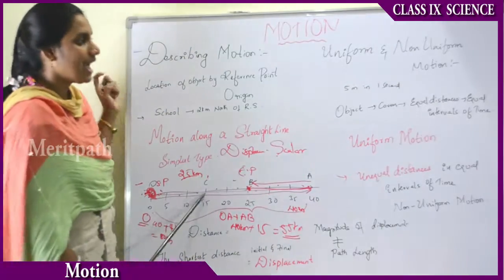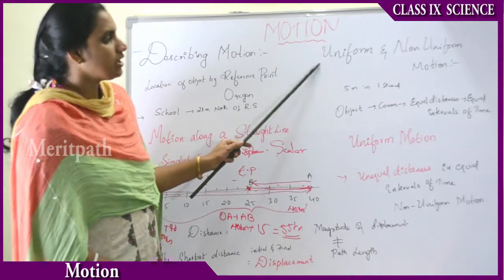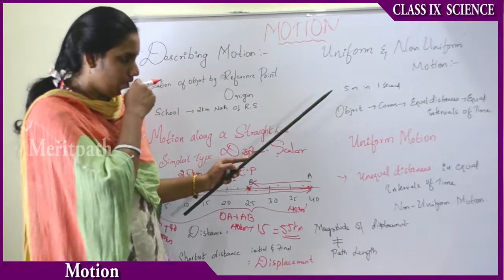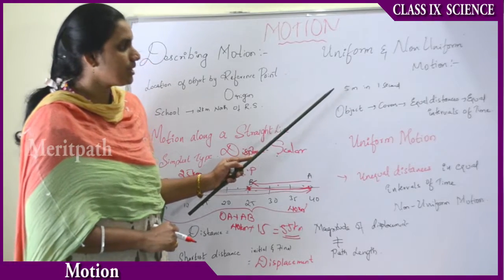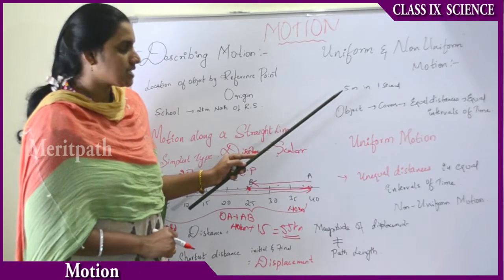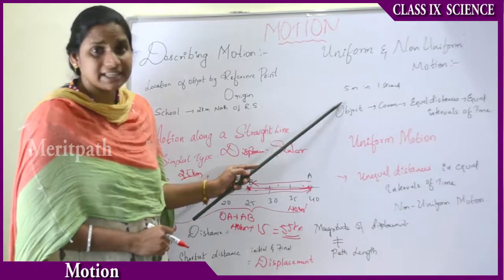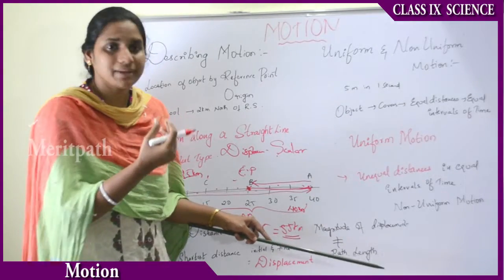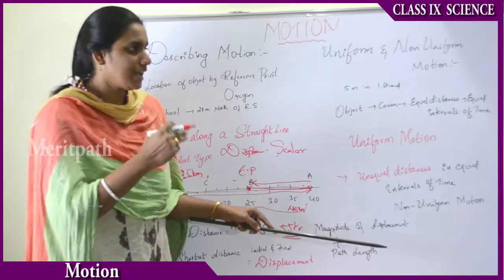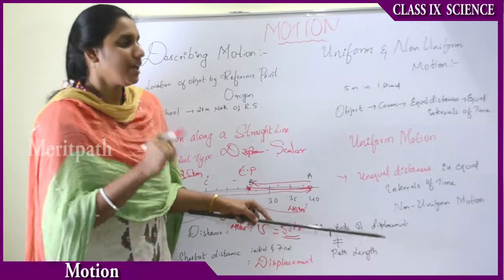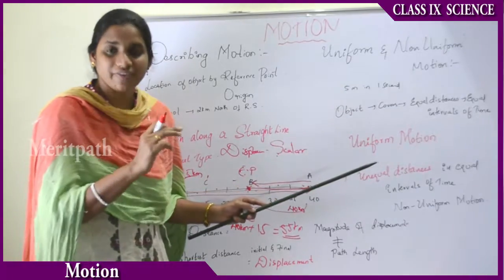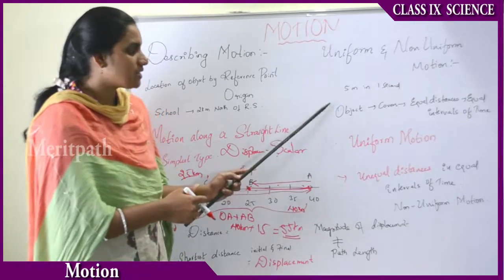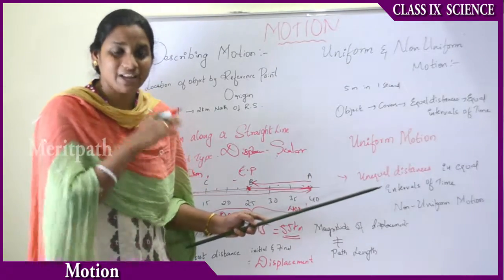Hope you understood this. Let us move to the next point, that is uniform and non-uniform motions. For example, let us take an object moving 5 meters in 1 second, another 5 meters in the next second, and another 5 meters in the third second. Like that it is moving 5 meters per second. Therefore, we can say that objects which cover the same distance in equal intervals of time are said to be in uniform motion.